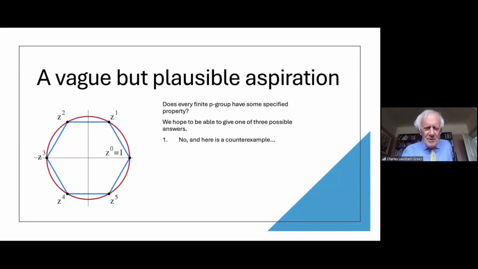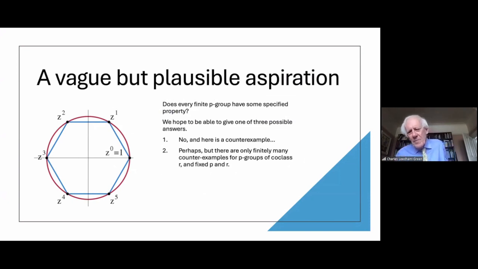So first possibility is no, and here's a counterexample, because the co-class theory is sufficiently detailed that we actually construct groups, and we may hope to find a counterexample. Second possibility, we would expect to be able to say that there are only finitely many counterexamples for p-groups of co-class r for fixed p and r. And the third possible answer is that it wasn't a sensible question, and we expect to be able to produce one of these three answers.